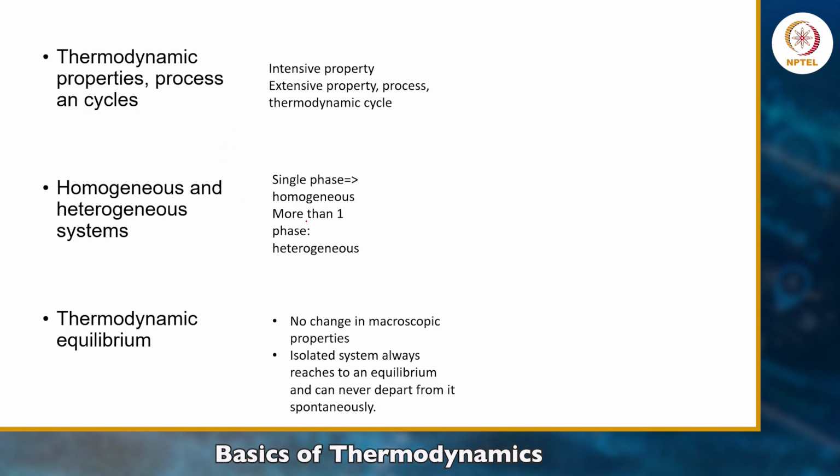Thermodynamic properties, process and cycles. Here several definitions will be there. State: when properties of a system have definite values, the system is said to exist at a definite state. Now, change of state: any operation in which one or more properties of a system changes is called change of state. So this definition you should go through, and there are lots of books available, and you can learn from the books.